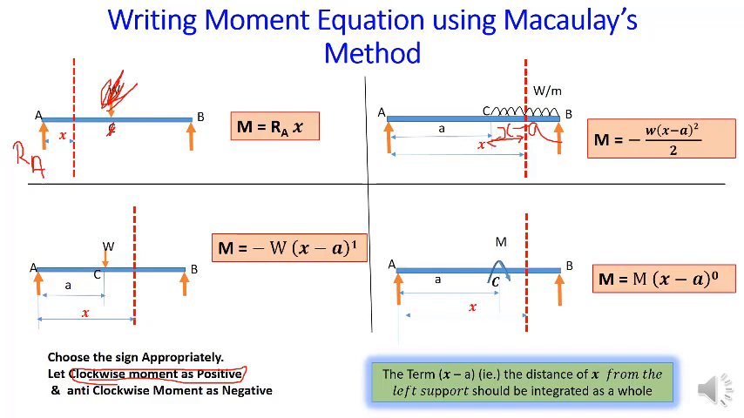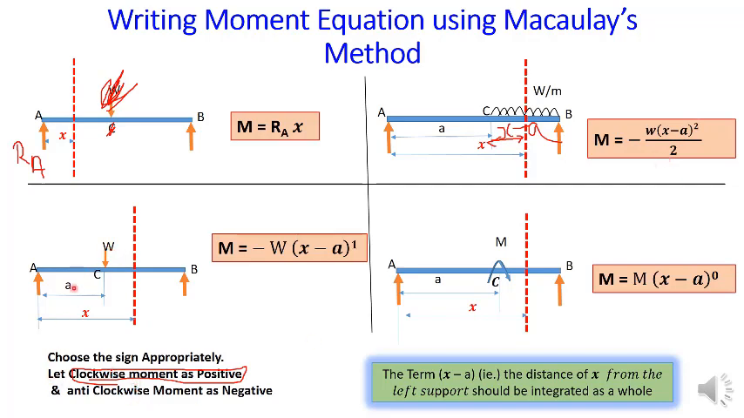Suppose if it is B, here X minus B the whole square, W into X minus A the whole square divided by 2. Next one is the sign. Here, this W load creates a downward direction force. With respect to this section, this downward direction force creates an anti-clockwise moment. Hence, we use minus W into X minus A the whole square divided by 2.